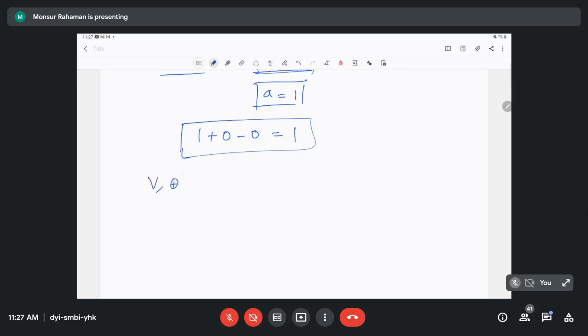Let's get back to the problem. So this is the set, and this is an operation. This is not an ordinary addition. That's why I'm marking it with a circle. But it has an additional type of structure.